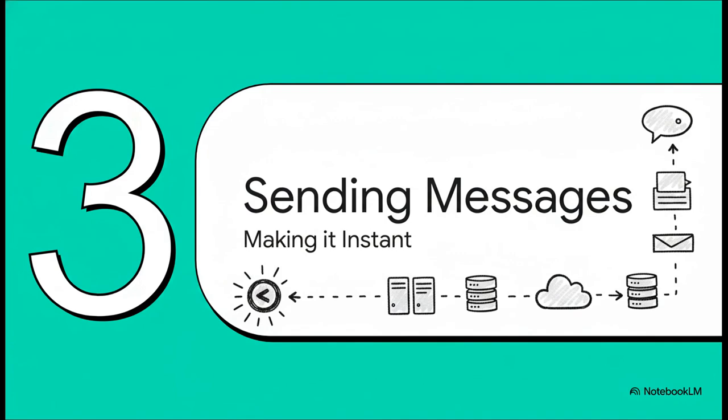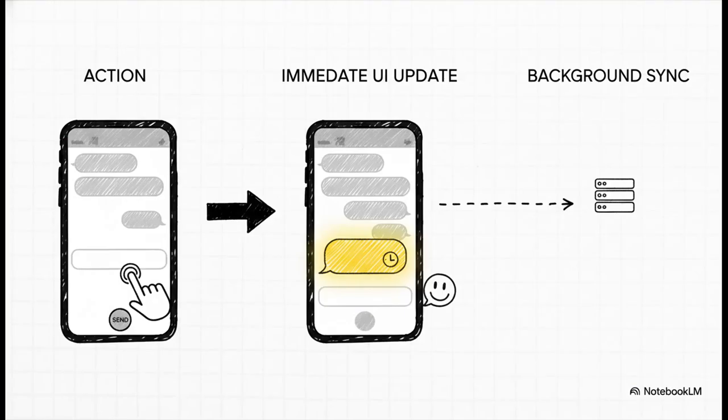Okay, so we've got this local brain on our device. Now, let's see how it makes sending a message feel so instantaneous. We're going to follow the journey of one single message, right from the moment you hit that send button. This is where the real magic trick is. It's a technique, and it's called an optimistic update. The name says it all.